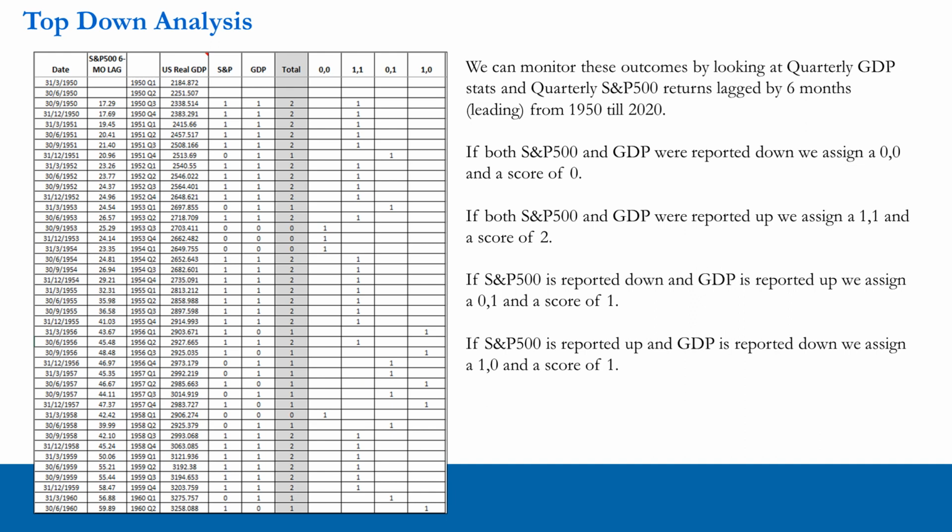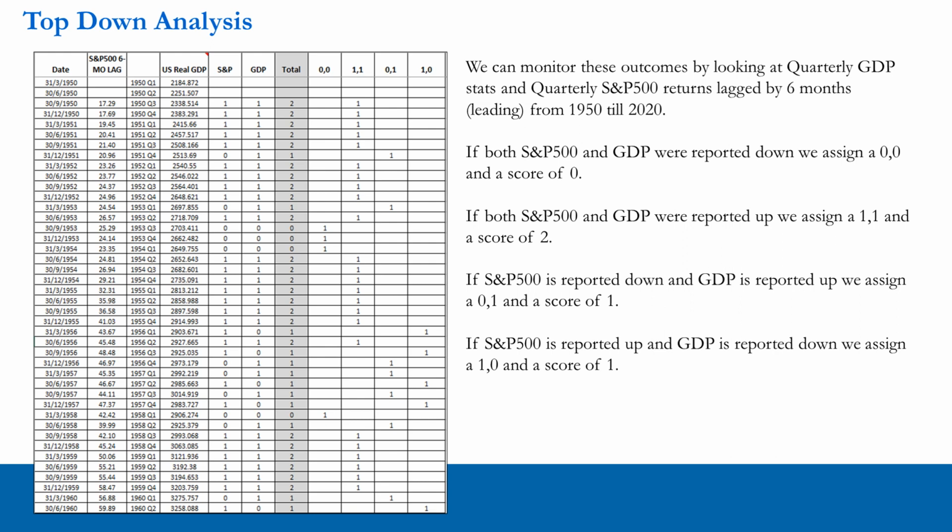If the S&P 500 and GDP were reported up, we assign a 1-1 score. Okay, if the S&P 500 is reported down, and GDP is reported up, we assign a 0-1 score, okay? And if the S&P 500 is reported up and GDP is reported down, we assign a score of 1-0. So let's run through a quick example.